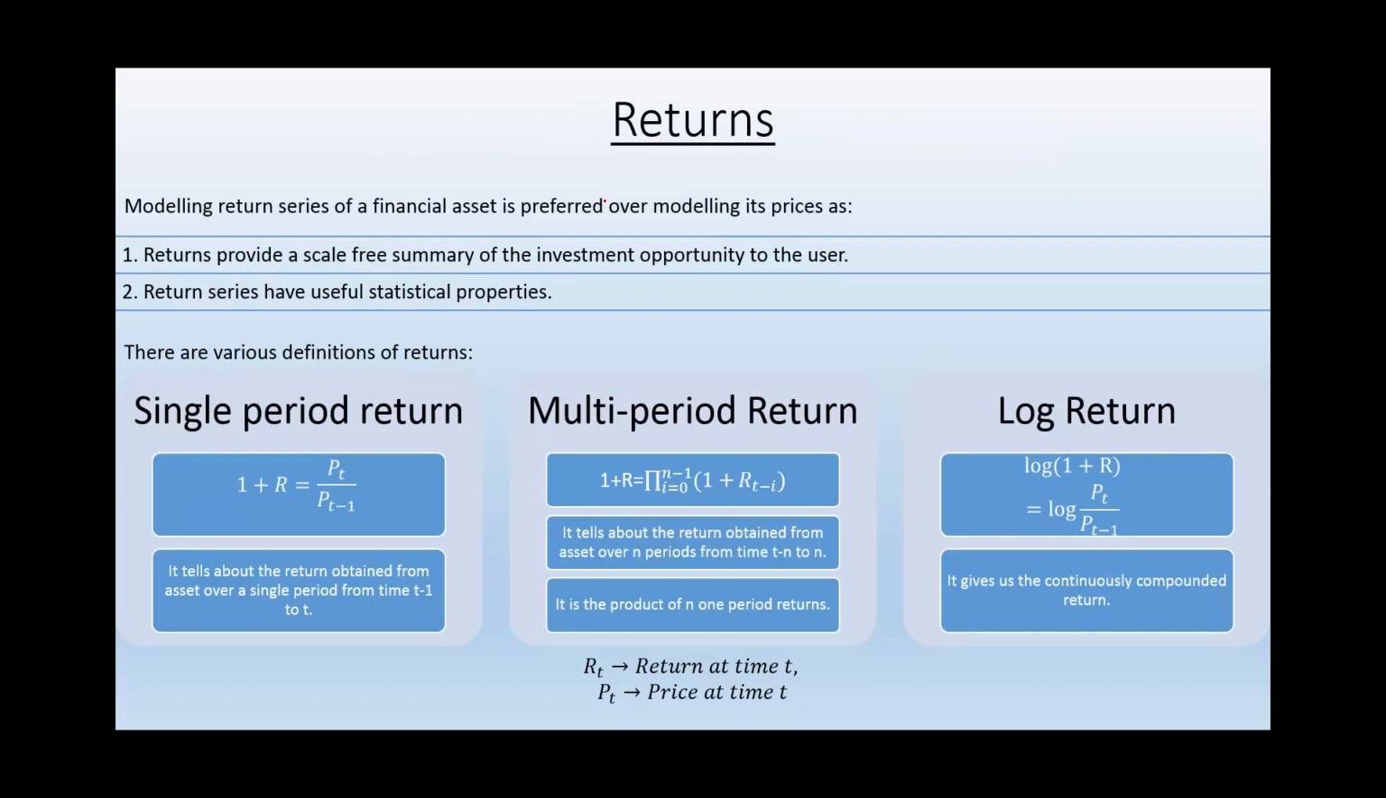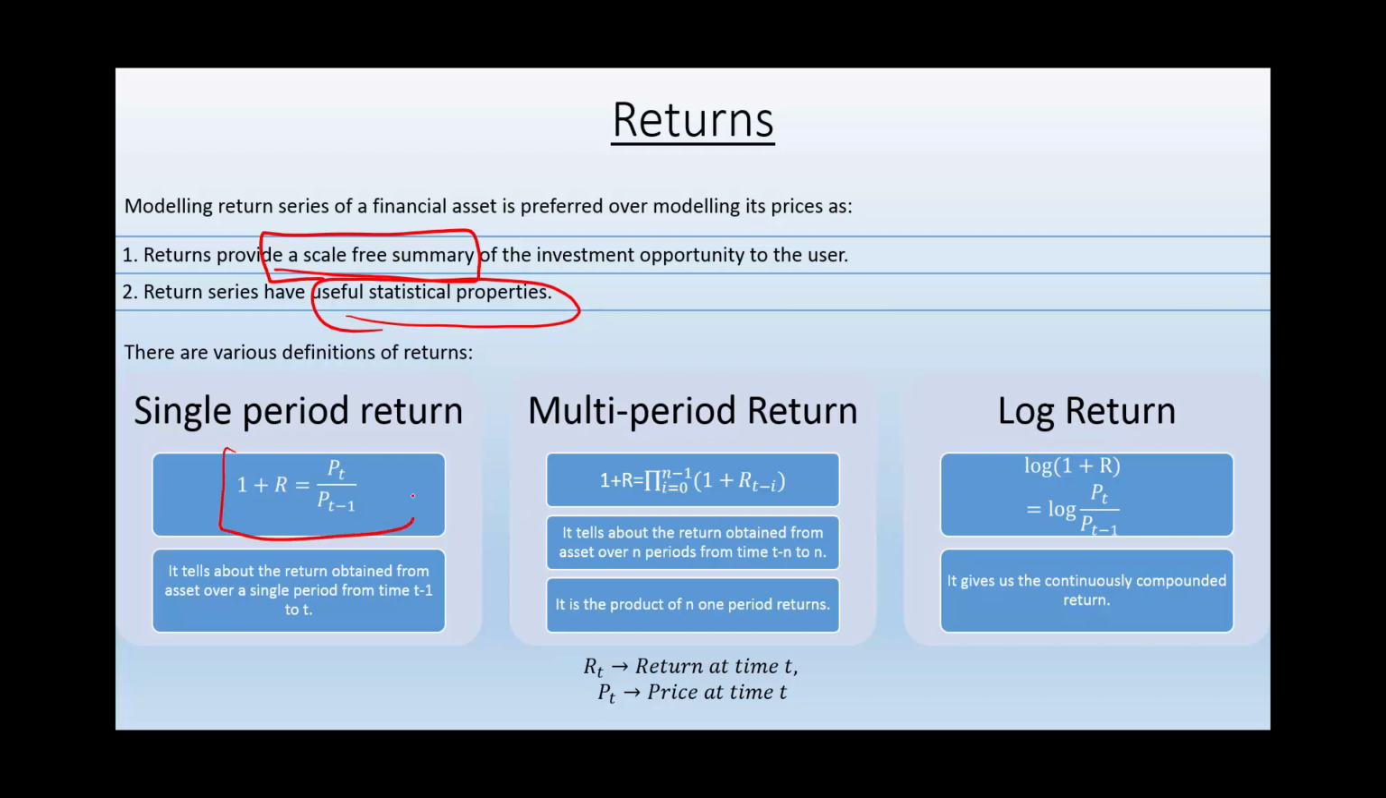Return. So why do we go ahead with return instead of stock price? Well, return provides a scale-free summary, right? The return is scale-free, whereas stock price could be in dollars, in rupees, in pounds, anything, right? And the statistical property of the return series also is better than the stock price.